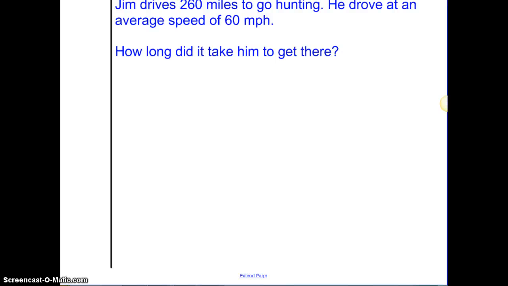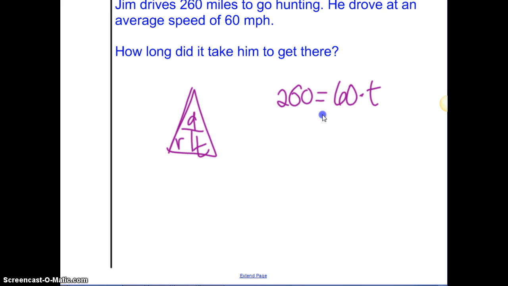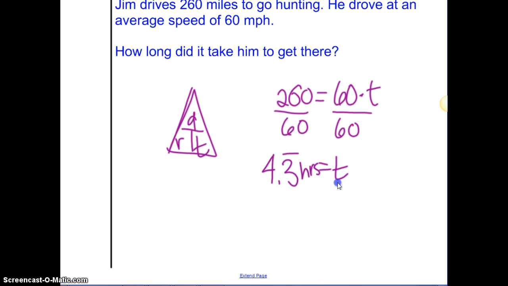Jim drives 260 miles to go hunting. He drove at an average speed of 60. So distance, rate, time. My distance was 260. So that equals my rate, which was 60, times my time. How do I undo that? I divide by 60. All right, when I do that, 60 goes into 260. So T equals 4.3 repeating hours.